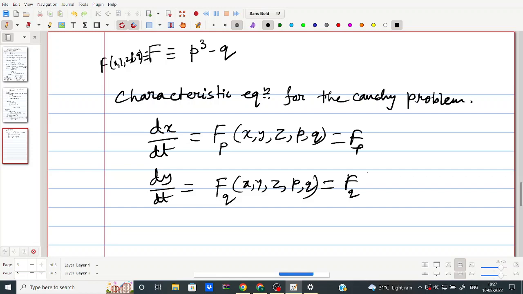So I think question number 6 is solved, because question 6 asks which one of the following is the system of ODE for the characteristic system. So I think option C is correct: 3p square minus 1, 3p cube minus q, 0, 0. Is it okay? So the answer for question 6 is option C.